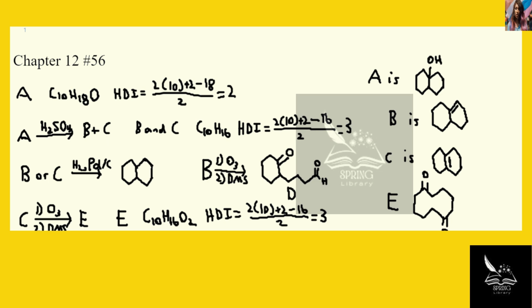For B and C, we're told that they have the same molecular formula, C10H16. Calculating the hydrogen deficiency index for C10H16, we get the number 3. This tells us that molecule A has 2 rings, 2 double bonds, or a ring and a double bond. Then B and C each have 3 rings, 3 double bonds, or some combination thereof that adds up to 3.